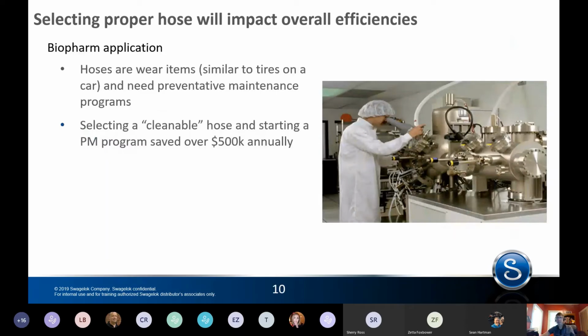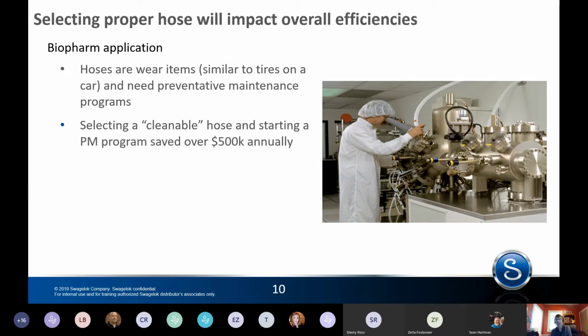And along those lines, we always say that a hose is very, very similar to a tire on a car. No one will go out and buy a car and expect the tires to be maintenance free and never need to be replaced or rotated, whatever it might be. A hose is very similar. A hose is the tire on a fluid system. It needs to have a preventative maintenance program. It needs to be planned to be replaced.